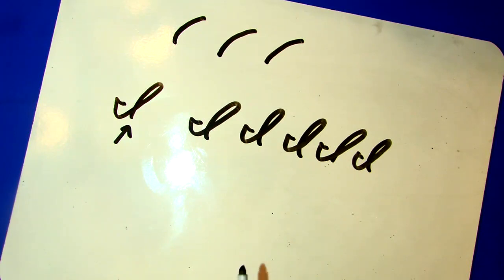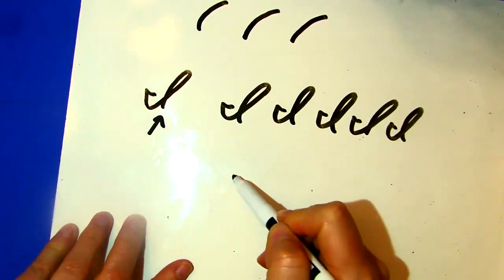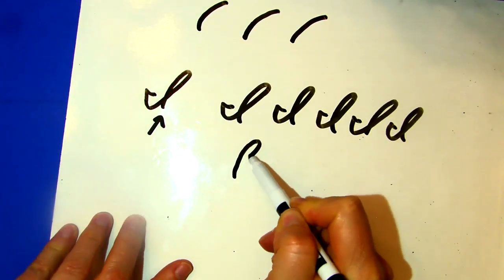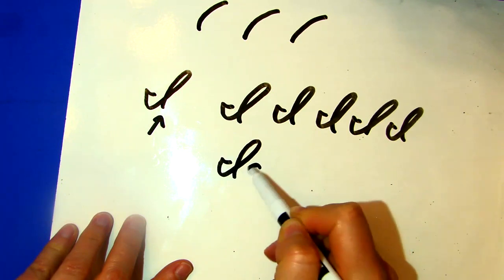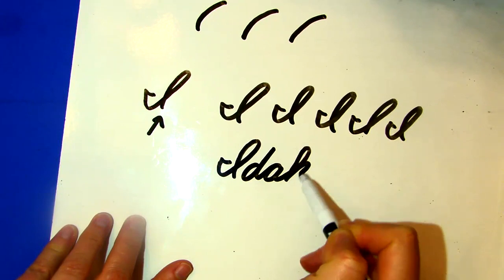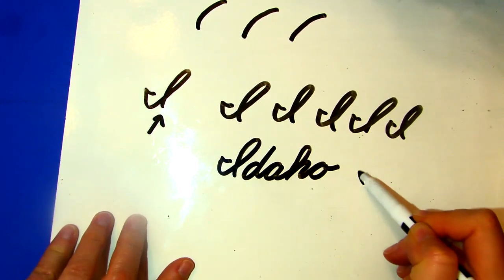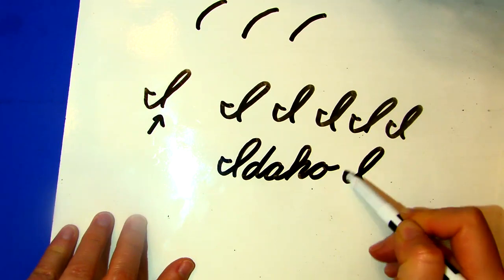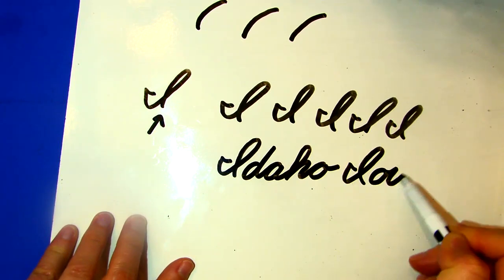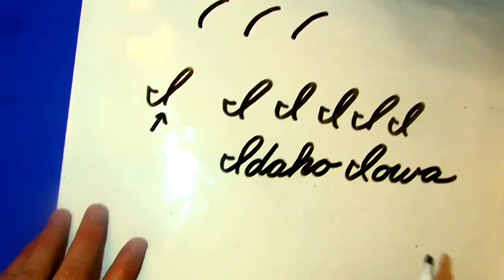So I'll write the name of a state so you can see what it looks like. Up and over curve, give it a loop, give it a tail. Here's Idaho. And here's Iowa. Up and over curve, loop, give it a tail. There is your uppercase I.